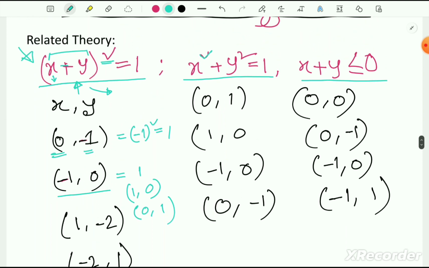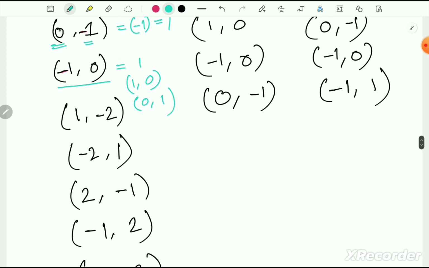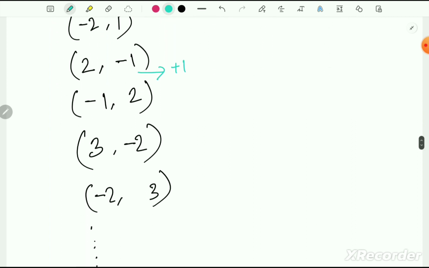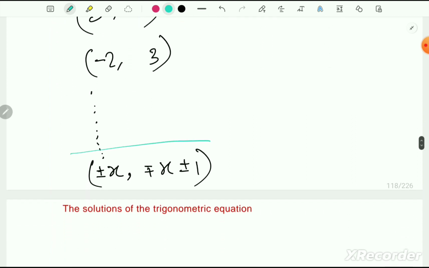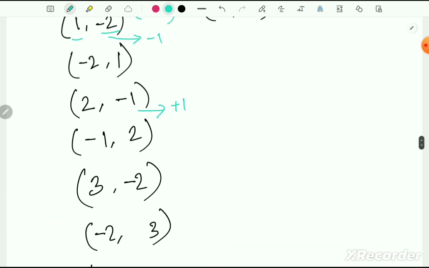And another way, if the algebraic summation of x and y is either +1 or −1, then this equation is also satisfied. For example, here (1, −2), their summation is −1. (2, −1), their summation is +1. So in these cases the equation is also true. So we can write a general equation like this. You should not worry about going that far or understanding this. This is not important, just for understanding.